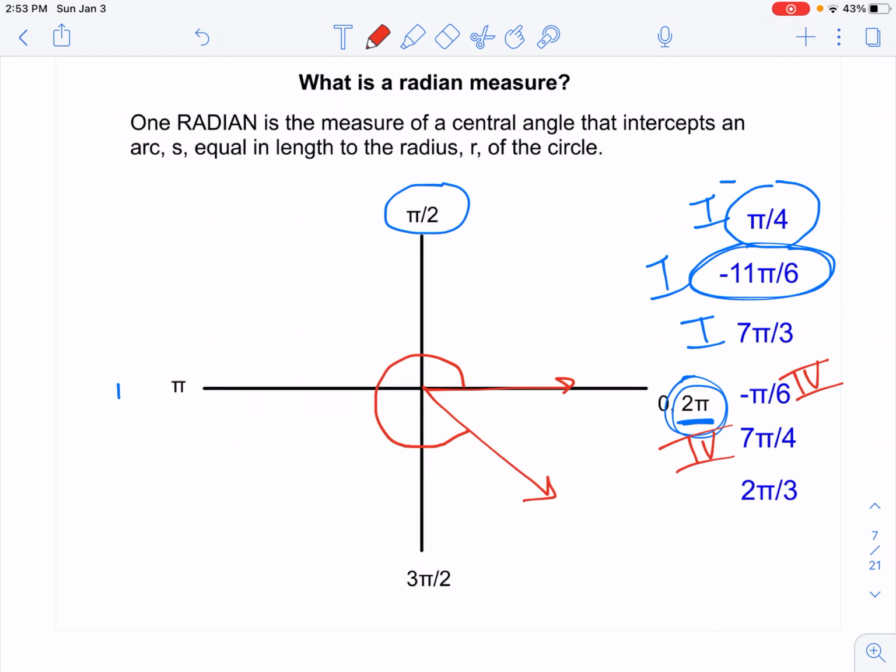2 pi over 3. Okay, for 2 pi over 3, we're going to start by comparing that with 1/2. Is 2/3 bigger or smaller than 1/2? Well, if you're having trouble with that, get a common denominator. So I could write this as 3 pi over 6, and I could write this one as 4 pi over 6, and it looks like, yep, this one is bigger, so this one is going to be in quadrant 2.